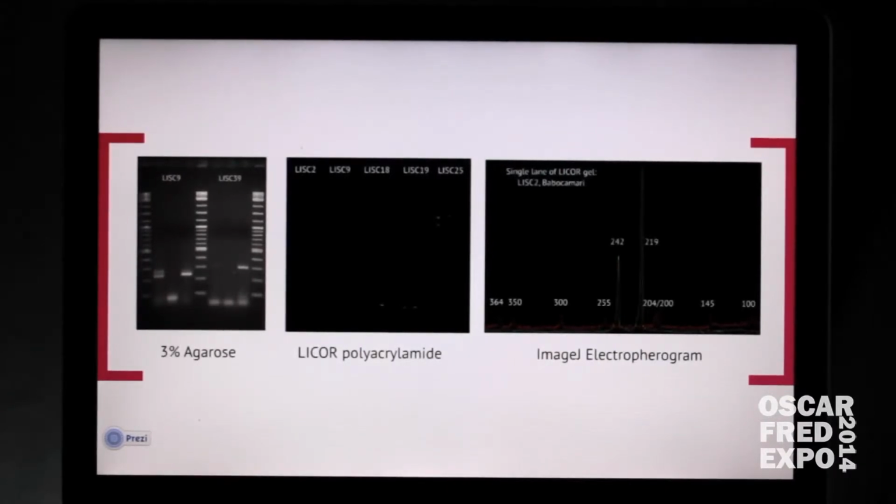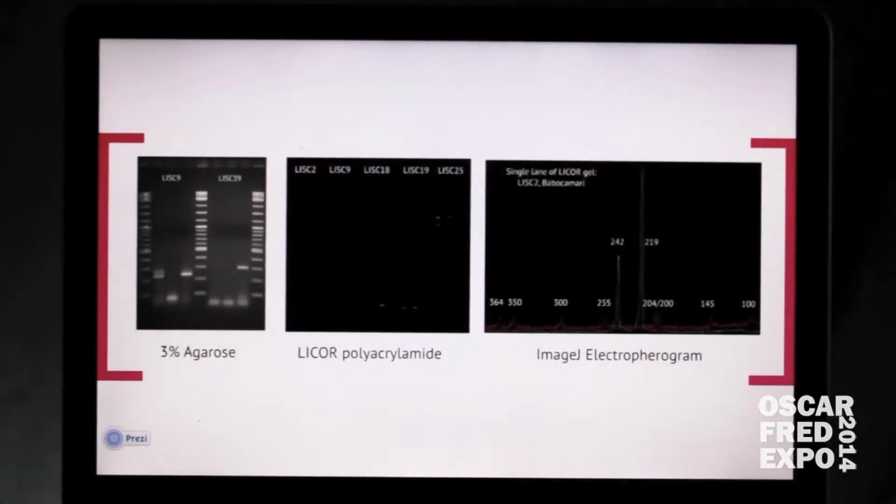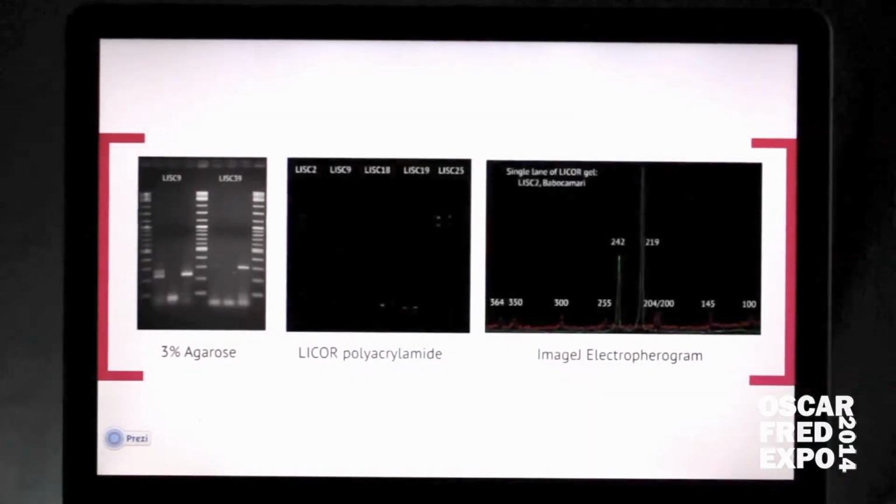On the right, we have 2 loci, LASC 9 and 39. 9 shows the variation, which is exactly what we were looking for. We have a heterozygote on the left and 2 different homozygotes in the middle and on the right. LASC 39, however, is not variate between the different populations.